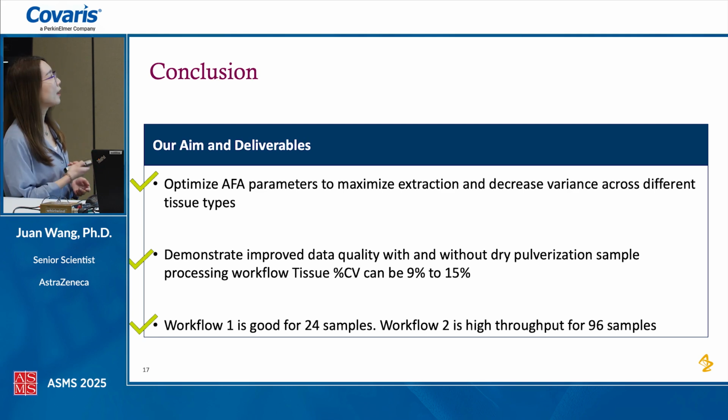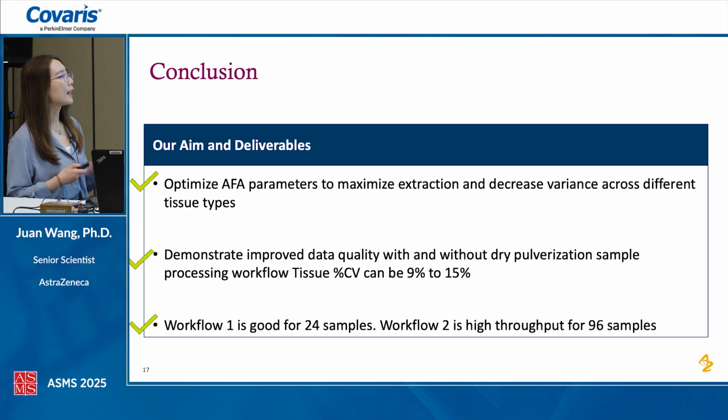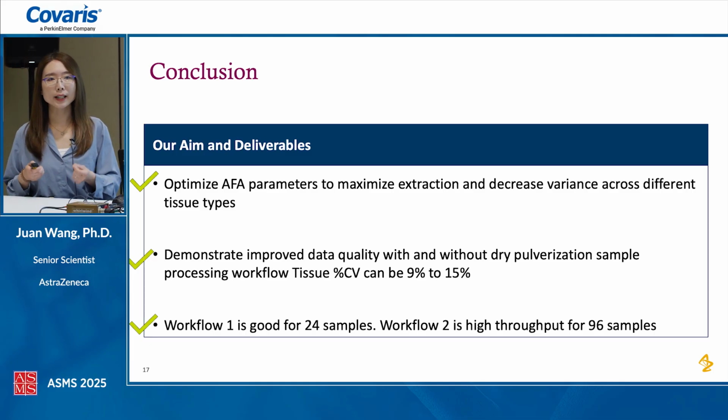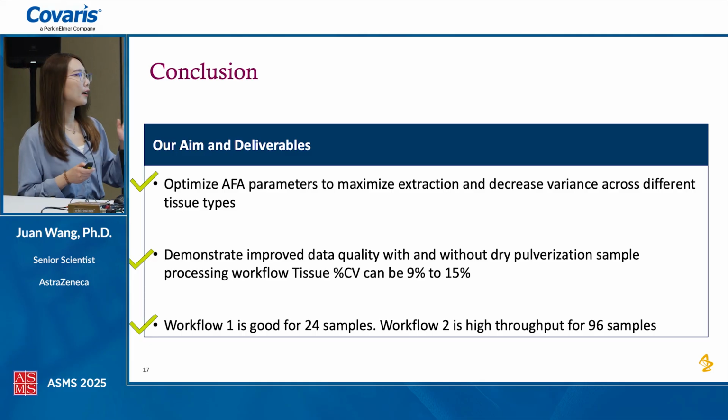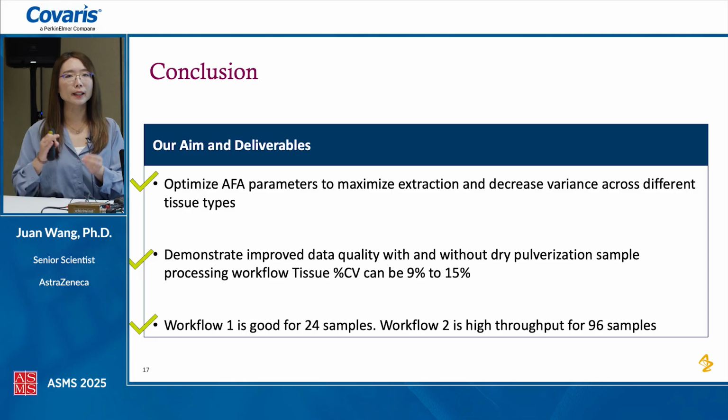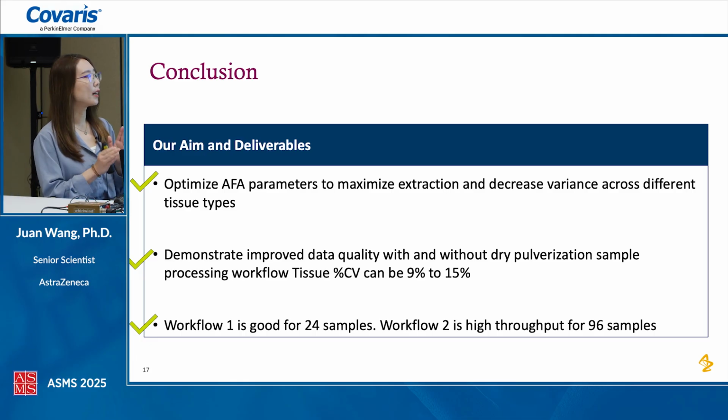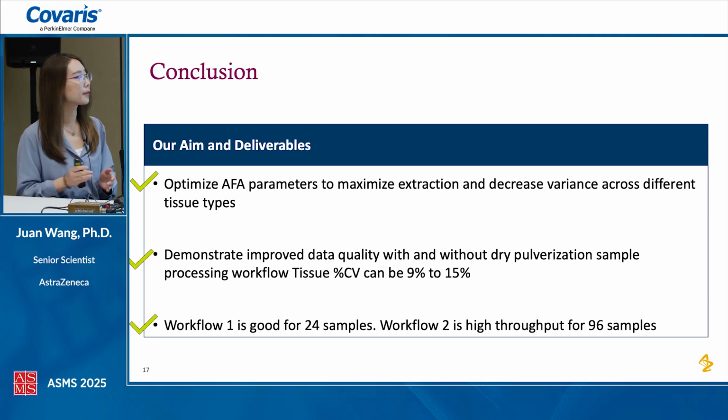We first optimized these AFA parameters to maximize the extraction and also decrease the variance across the different tissue types. We also demonstrated improved data quality with and without dry pulverization in the sample processing workflow. We get a CV of 9 to 15%. If you have really hard tissues, it might have a little higher variance, but for soft tissue, it's precise to less than 10%.